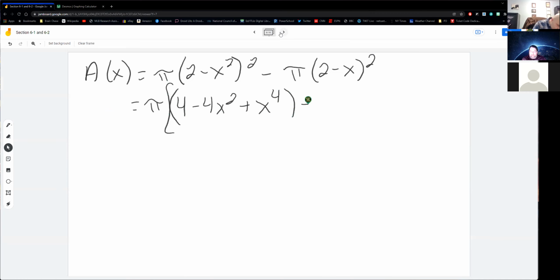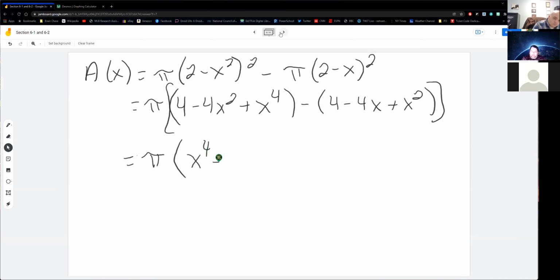And then we have minus 4 minus 4. Plus x squared. So we end up getting pi, and we have x to the 4th minus 5x squared plus 4x. Final simplification.